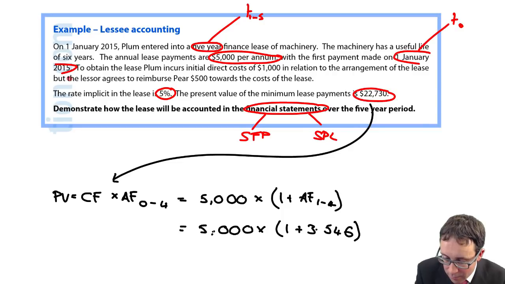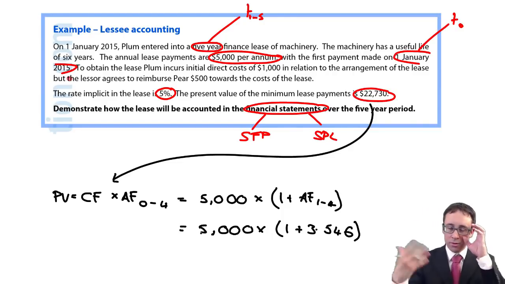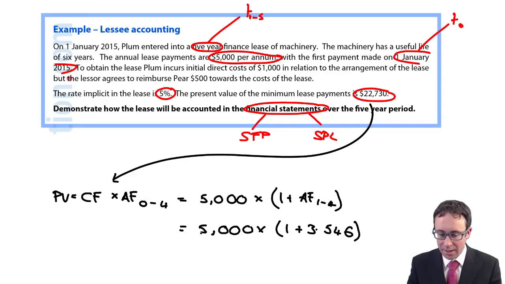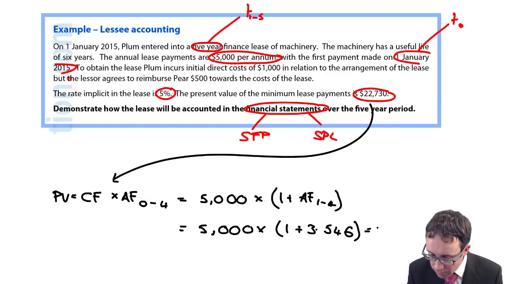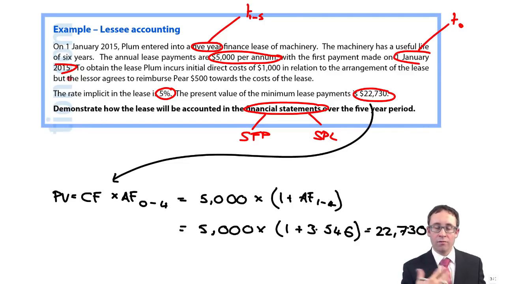Now you would only ever be able to know that from your tables, wouldn't you? Because that's all you use. You could actually work it out and calculate it. So if you tap that onto your calculator, 1 plus 3.546 is 4.546. Multiplied by 5,000 gives me 22,730. Okay, so that is the present value of the lease payment.